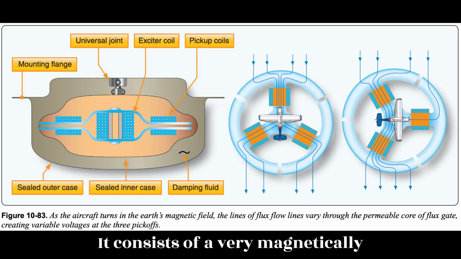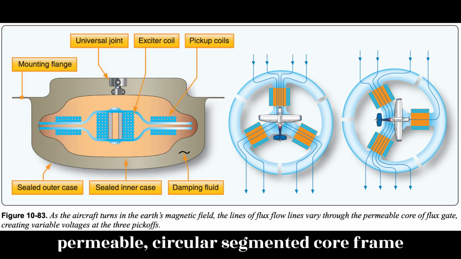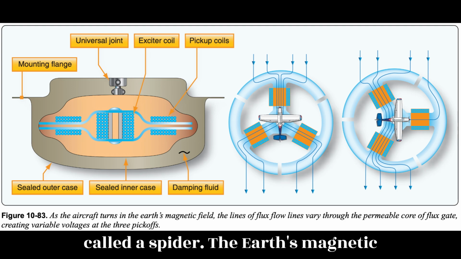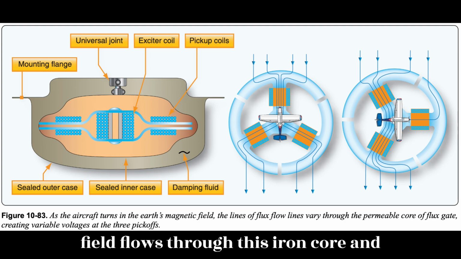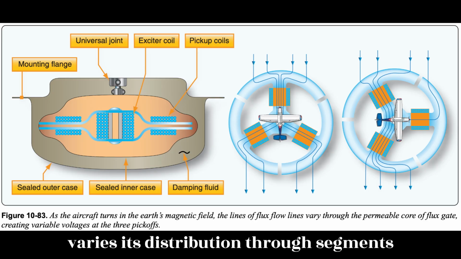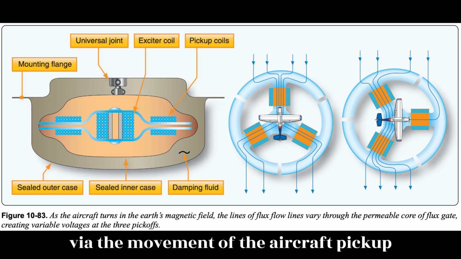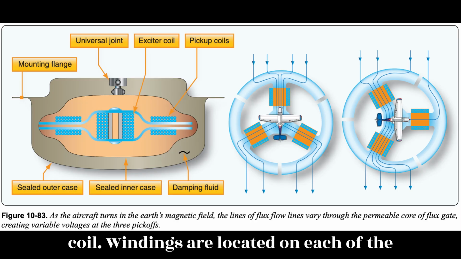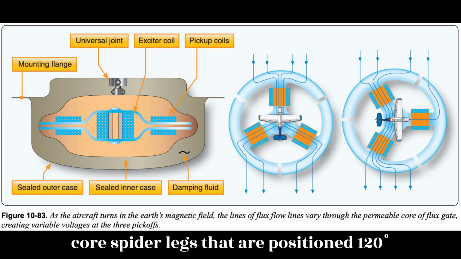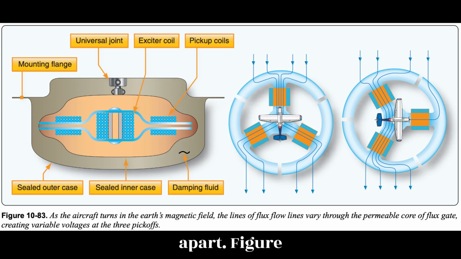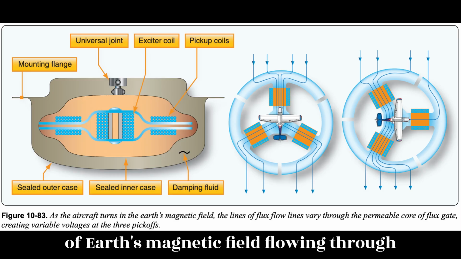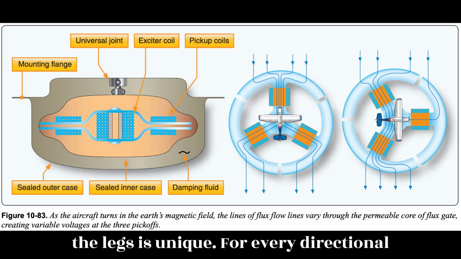It consists of a very magnetically permeable circular segmented core frame called a spider. The Earth's magnetic field flows through this iron core and varies its distribution through segments of the core as the flux valve is rotated via the movement of the aircraft. Pickup coil windings are located on each of the core's spider legs that are positioned 120 degrees apart. Figure 10.83.